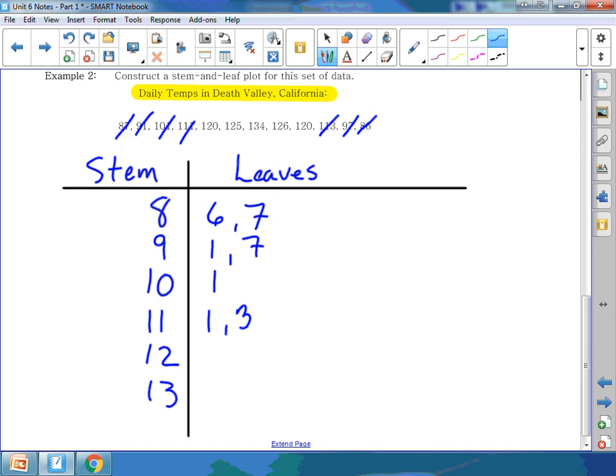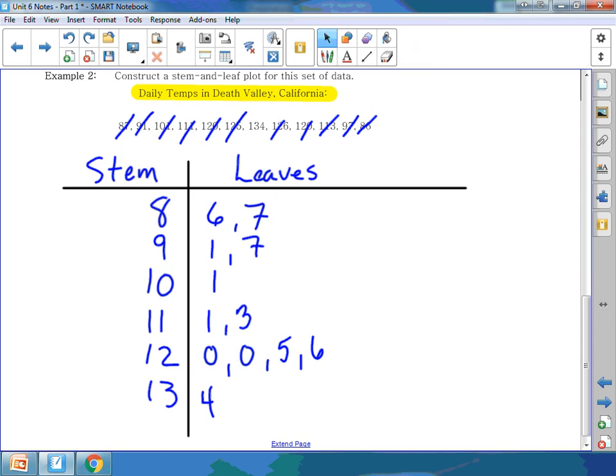How about the 120s? Brendan? Good, and I like how he acknowledged there are 2 zeros. You can't just put 1 and say, well, I don't have to write it again. Absolutely, you got to account for everything. So 2 zeros, a 5, and a 6. And then, Simon, a 4 for the 134.